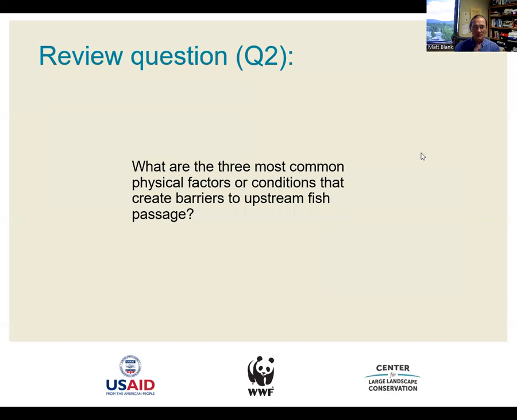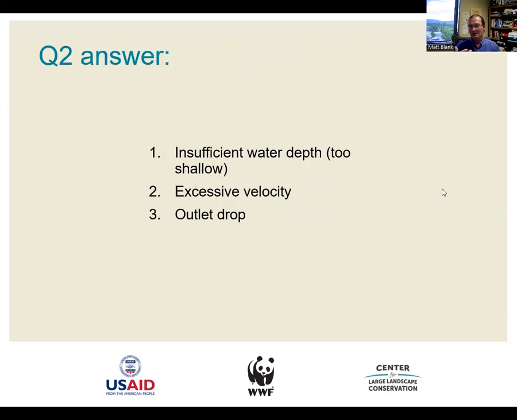Question 2. What are the three most common physical factors or conditions that create barriers to upstream fish passage? The answer is, not necessarily in this order, insufficient water depth, which means too shallow, excessive velocity, and then outlet drop.